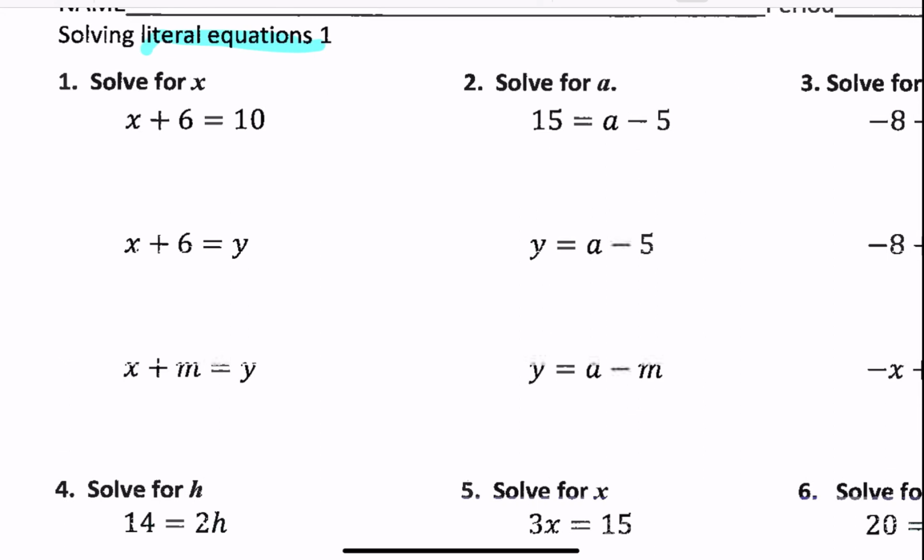Solve for x. So here's x. I have a plus 6. I want to undo that. I'm going to subtract 6 from both sides. I end up with x is equal to 4. Next one, I'm going to still solve for x, but if you notice, I have a plus 6, I subtract it. When I subtract it from both sides, it goes away on this side, but here I end up with y minus 6. I don't get this beautiful clean answer. I get an answer that's still got variables.